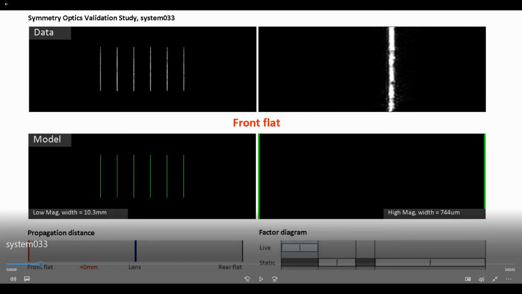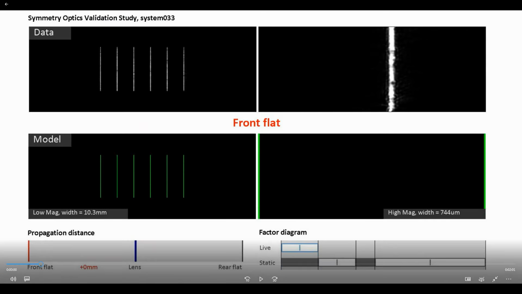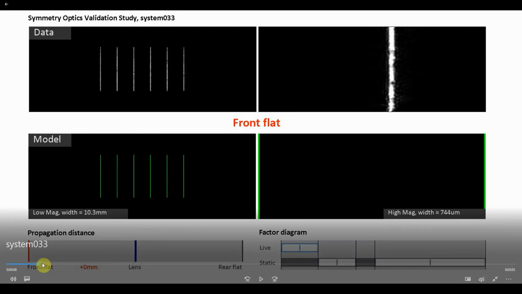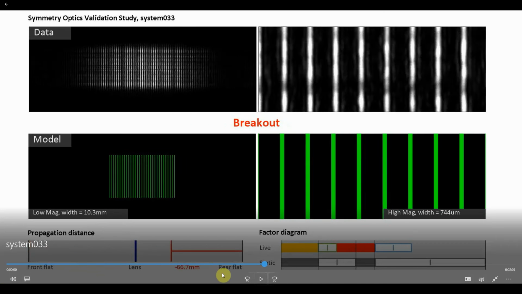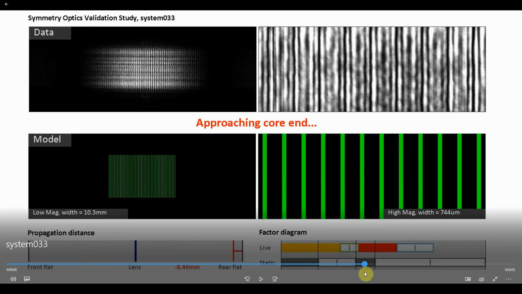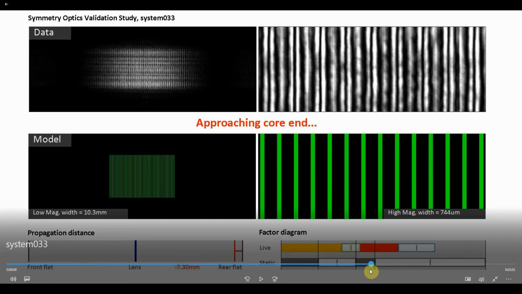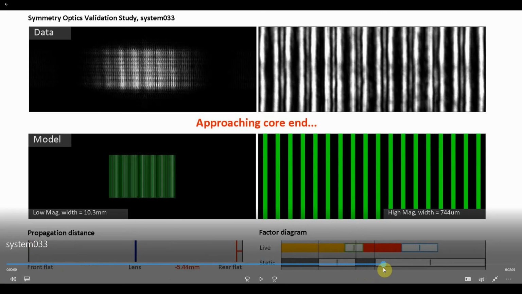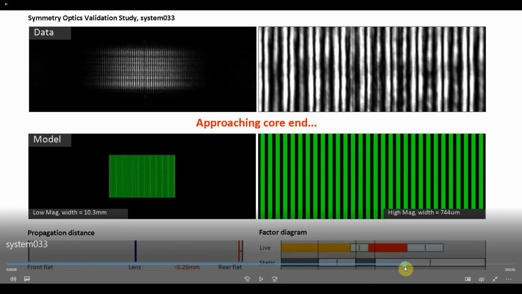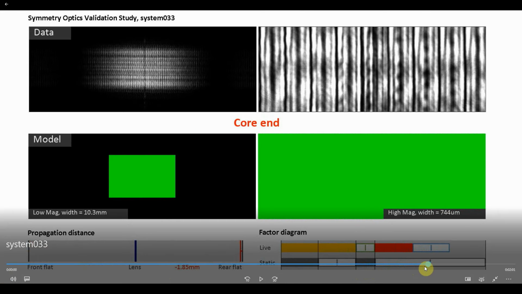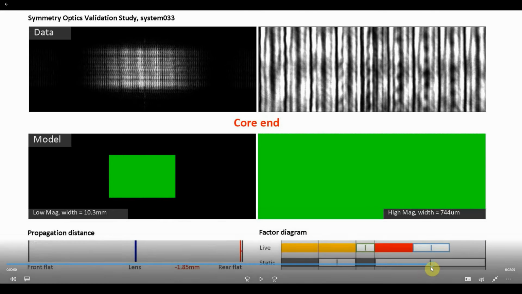The next technical note concerns a problem that occurs at the core end. First, let's see an ordinary case where the problem does not occur. Note that because of the lens, it's a little different from the free configuration that you're familiar with. Both in the model and in the data, the period decreases until finally, at the core end, the pattern is a single, solid, bright region.